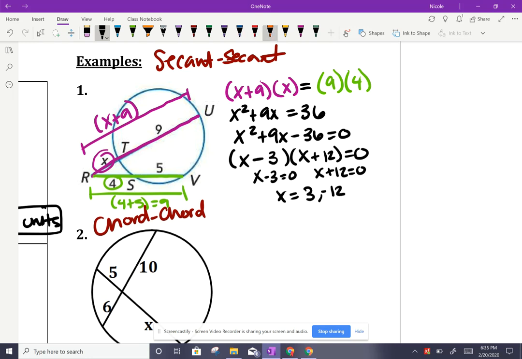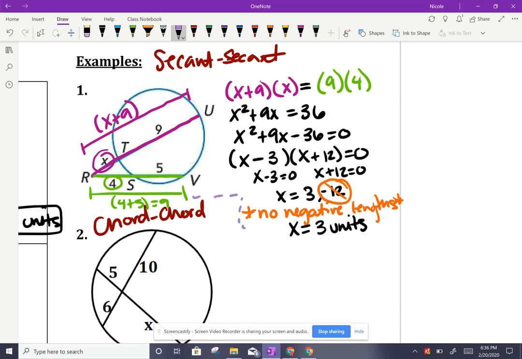Now, remember, this is getting plugged in to our problem for x. And if I plug in a negative 12, what's going to happen? Is that going to work? No. No negative lengths. So please remember that. No negative lengths. So your only actual answer is x equals 3. So x equals 3 units. That's all part of one problem.